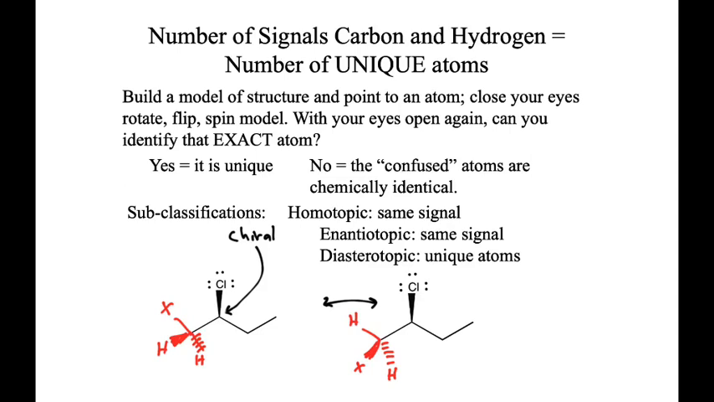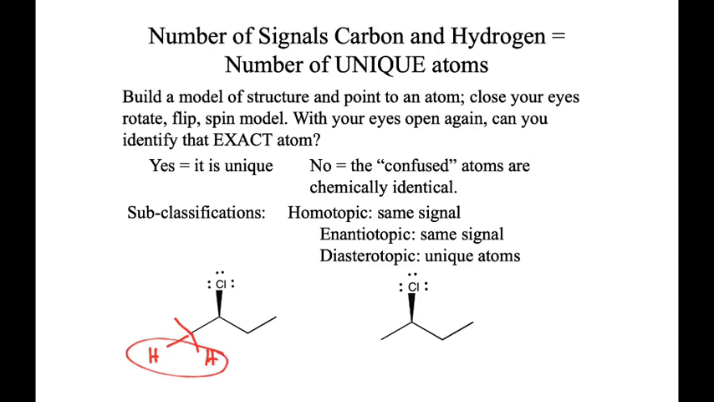Can a methyl group be diastereotopic? The methyl group won't be diastereotopic, and why? Because the three hydrogens always come out as the same thing. Oh, I see. And that's why when we move to the methyl group, we don't stress about it.